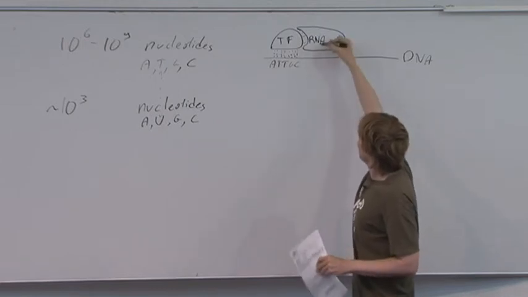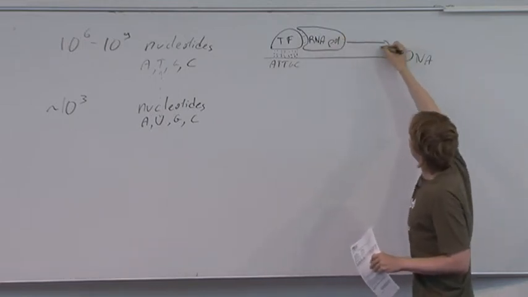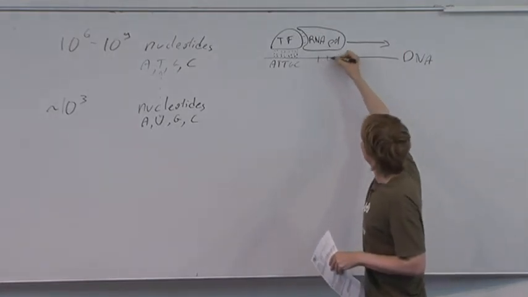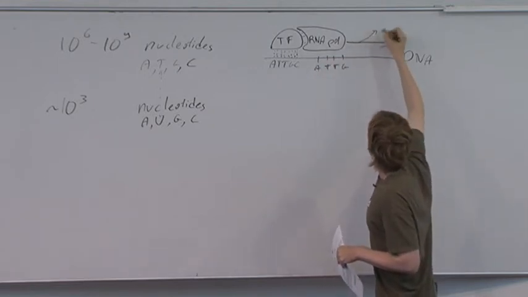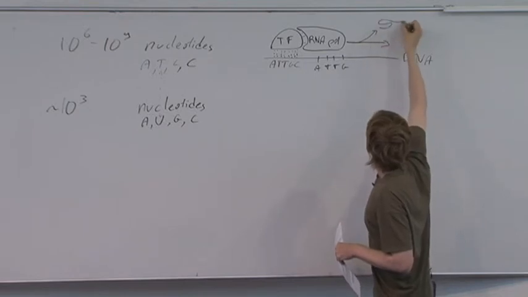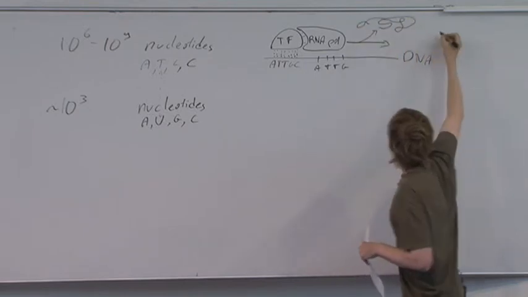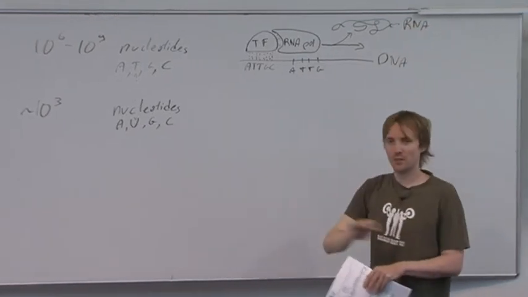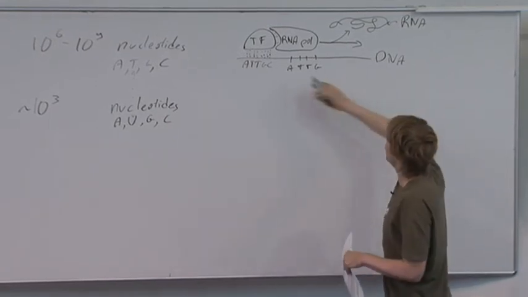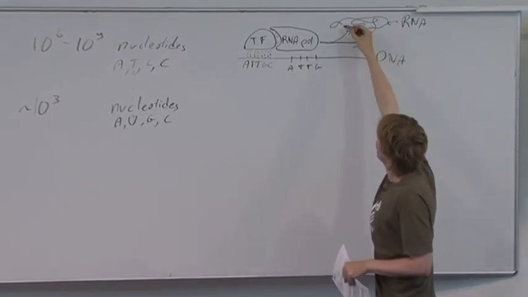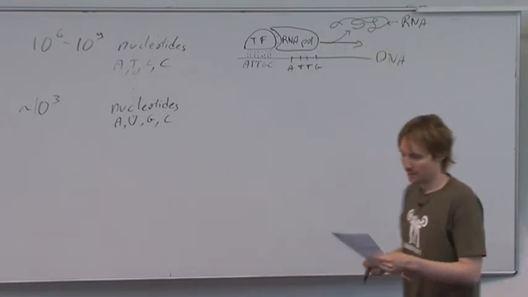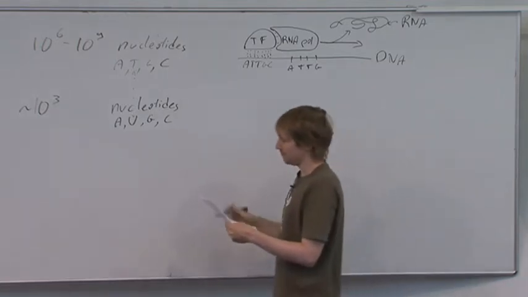It comes here, and what it is going to do is run along the DNA, and as it runs along, it will copy every single nucleotide into RNA. We don't say copy, we say transcribe. So it just runs along, and every time it sees a letter, it adds a new letter to the corresponding RNA molecule. So this is transcription. Okay, so what do we do from there?